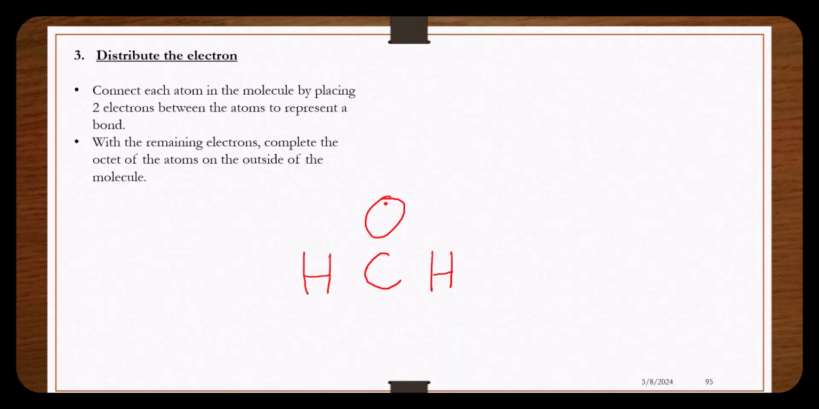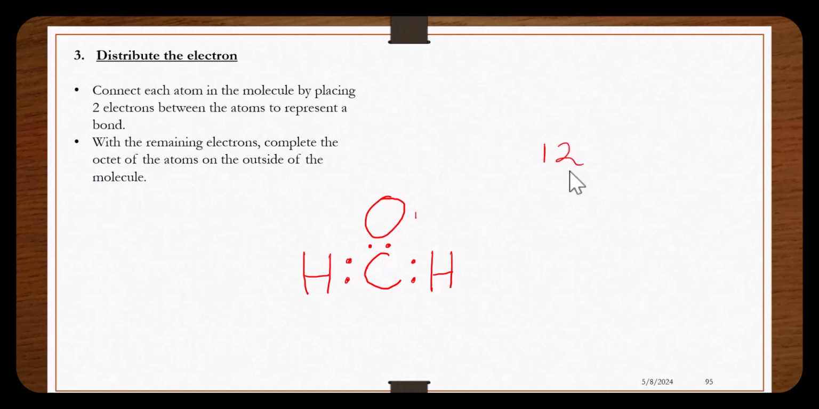Now let's move on to step 3, where we distribute the electrons. First, we connect the atoms in the molecule by placing 2 electrons between the atoms to represent a bond. Once that's complete, with the remaining electrons, we complete the octet of the atoms on the outside of the molecule. We don't have to worry about hydrogens because their outer shell is complete with 2 electrons. So that leaves us oxygen, and we had 12 valence electrons.